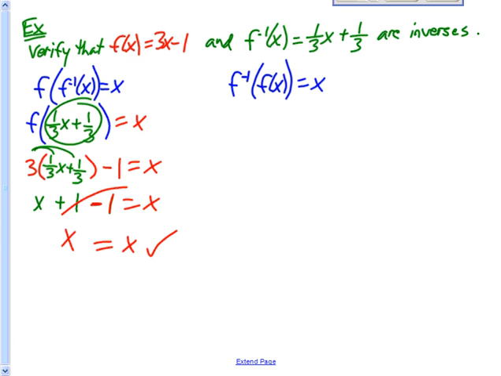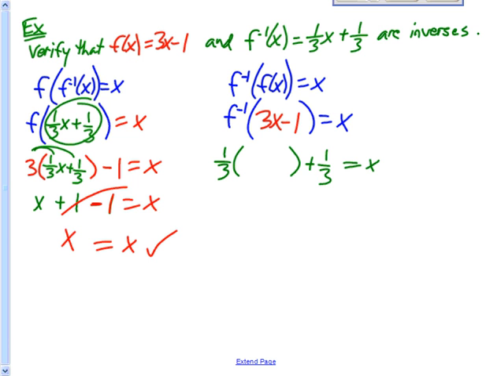We had to verify this, so check mark. So far, so good. Now let's go the other way. F inverse on the f, it should equal x. So f inverse, what is f of x? F of x is 3x minus 1. Now I'm running 1/3 x plus 1/3. So let me take the inverse. 1/3 x, leave a big space for that x, plus 1/3. What do I plug in there? 3x minus 1. Okay, go ahead, distribute.